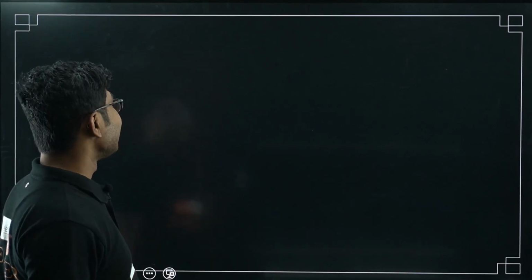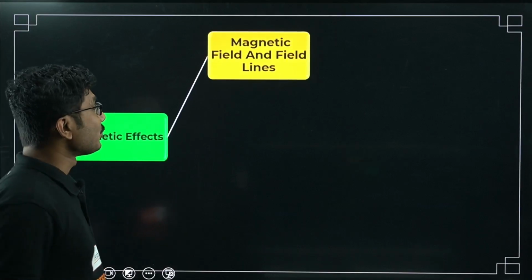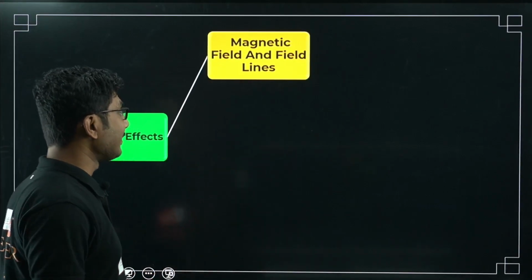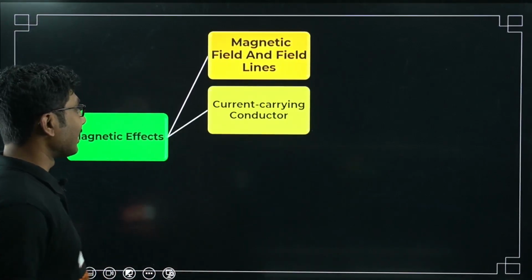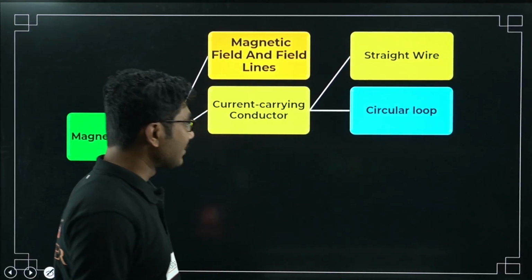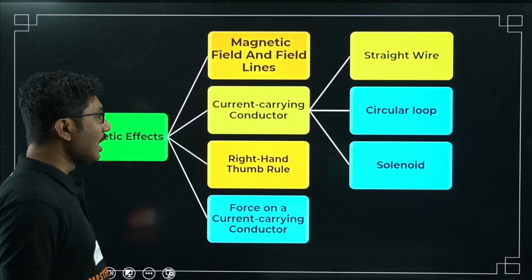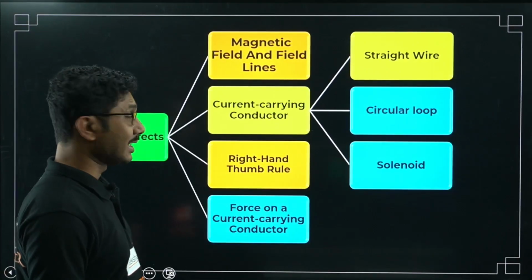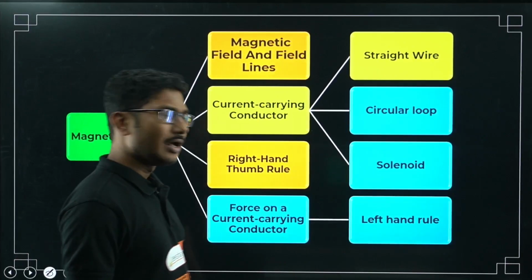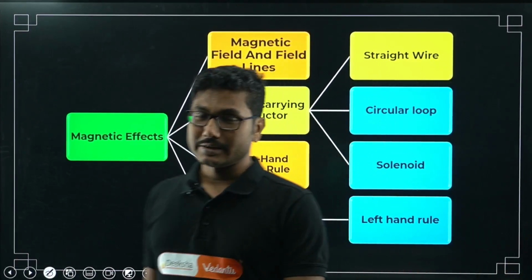So let's start with the chapter at a glance, that is the mind map. Magnetic effect is the chapter's name. Magnetic effect can be due to magnetic field and field lines, and then current carrying conductor, then we have straight wire, then we have circular loop, then we have solenoid, then we have right hand thumb rule, and lastly we have force on a current carrying conductor and Fleming's left hand rule, right? So these are the main concepts of the chapter.